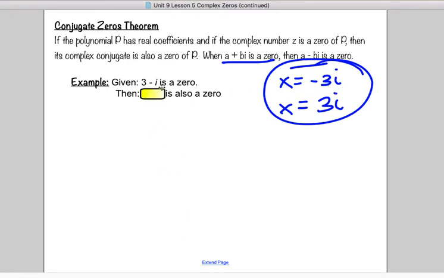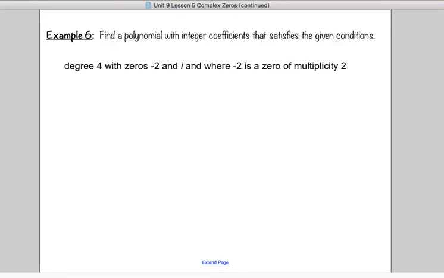So if 3 minus i is a 0, then blank is also a 0. So it's the conjugate of this. This is a negative in between, so change it to a positive, and there's your other 0. Okay. So here's where that comes into play. It tells me in example 6 that we have a degree 4. My zeros are negative 2 and i, where negative 2 has a multiplicity of 2.